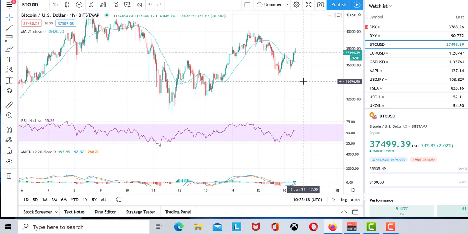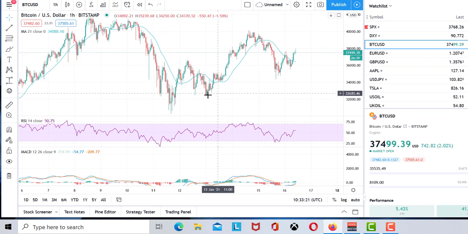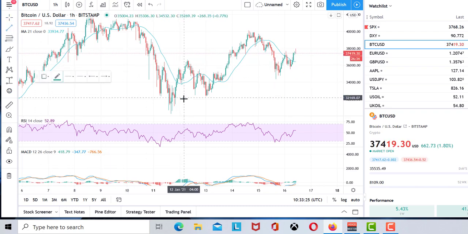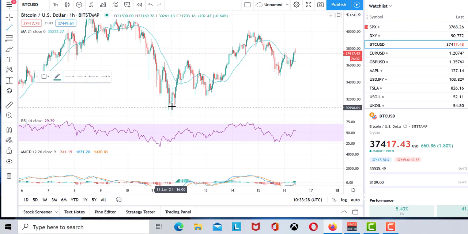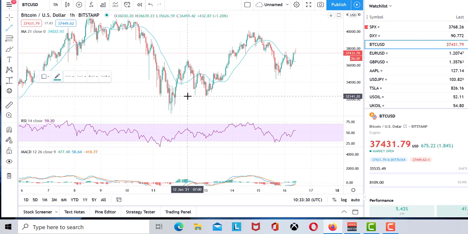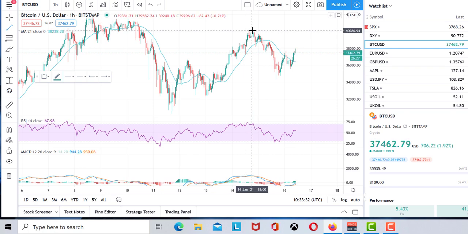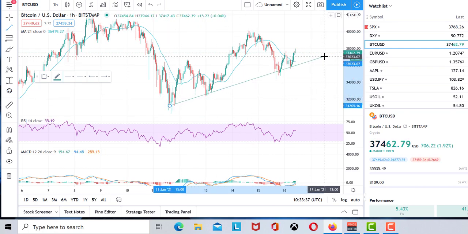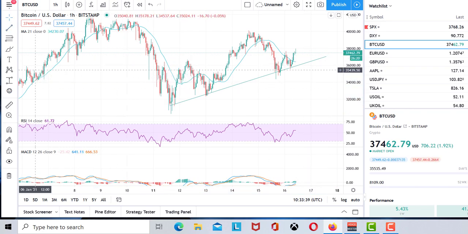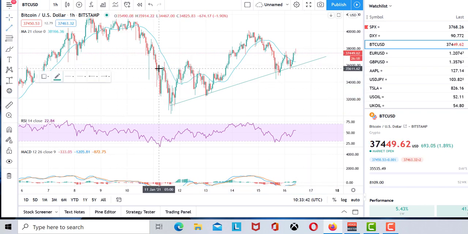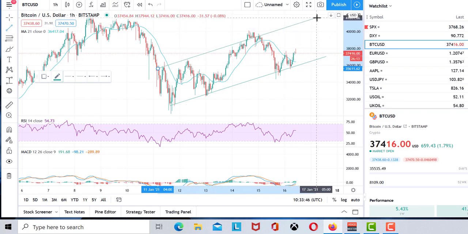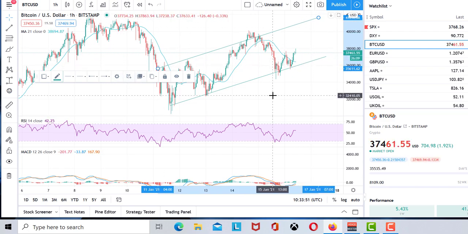First of all, what people tend to do is to draw wedges or channels. How do you do this? To draw wedges or channels, you have to connect higher lows and higher highs. So we will take this low here, this low here, this low here. And from this we will take this high here, this high here, this high here. As you see, this is a perfectly symmetric rectangle.